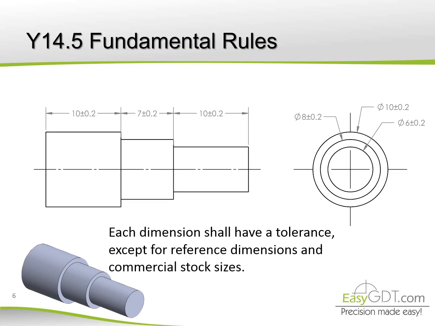Each and every one of the dimensions in a drawing shall have a tolerance specified. It is impossible to make perfect parts. It should always be specified whether a dimension is critical or not, if it's allowed much or little variation.